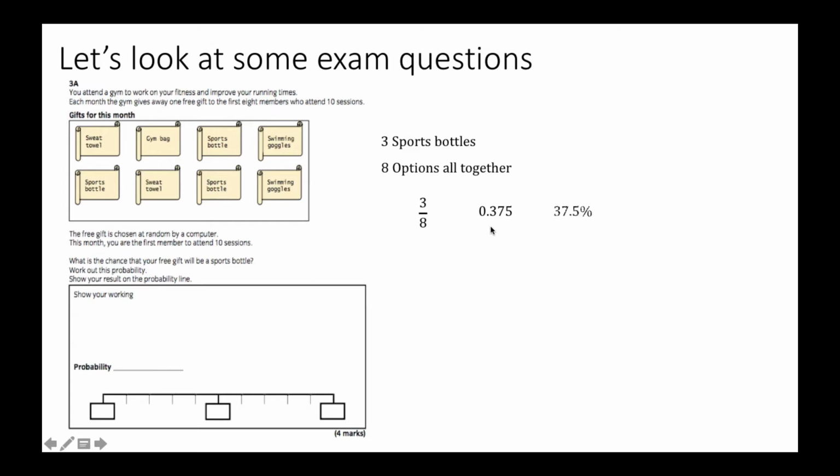0.375, okay, or 37.5%. On my probability scale, my probability will go there as a percentage, or you could have written it as a fraction or a decimal, doesn't matter. And then my probability scale will be 0, 0.5, 1, and then my 0.375. Now, I know that this is 0.5, so this would be 0.4, 0.3, so 0.375 must go somewhere about there. Okay, it doesn't have to be perfect, it just has to be around about.